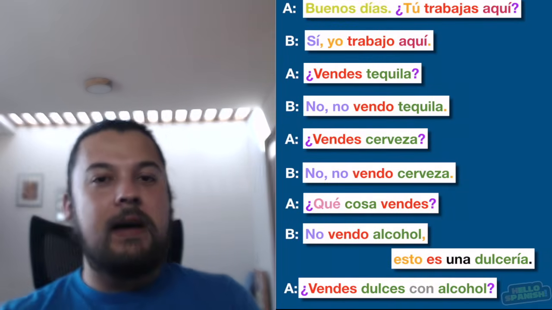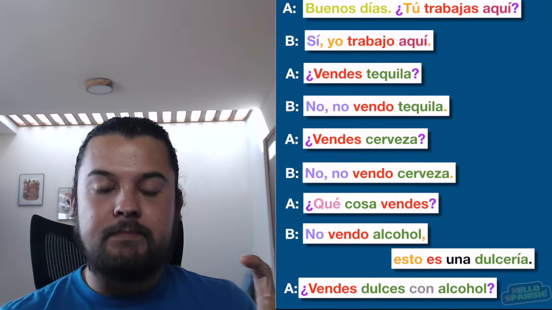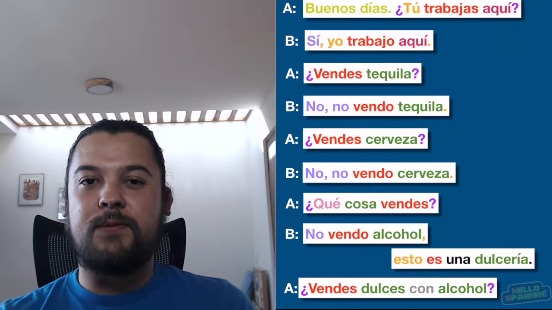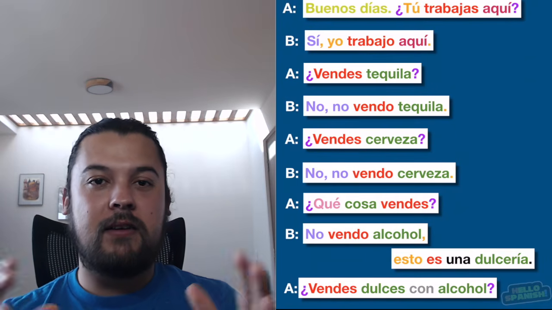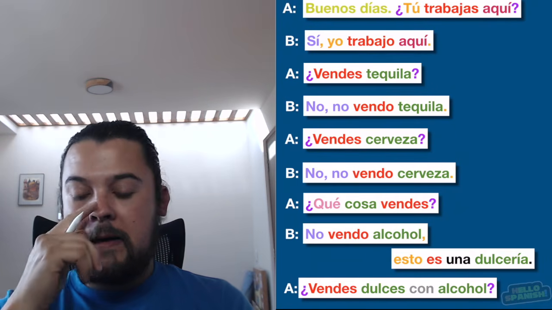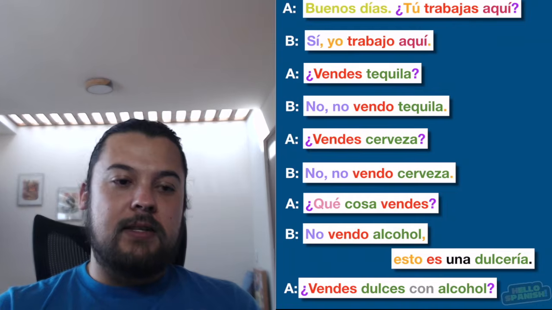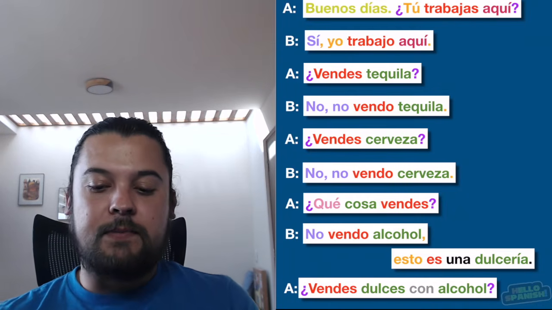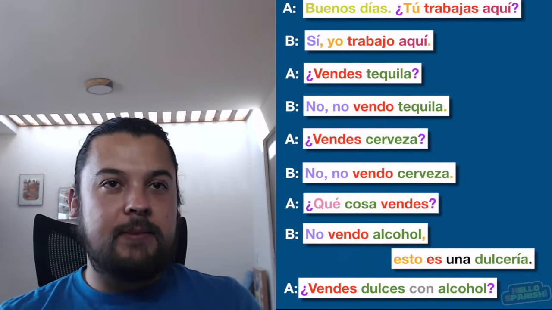Now, let's have a tiny conversation here. Well, not that tiny, but you can see here the usage of the verb vender in more conjugations. I will say it once slowly and then once fast, and then we will have the translation. So there are two people speaking.